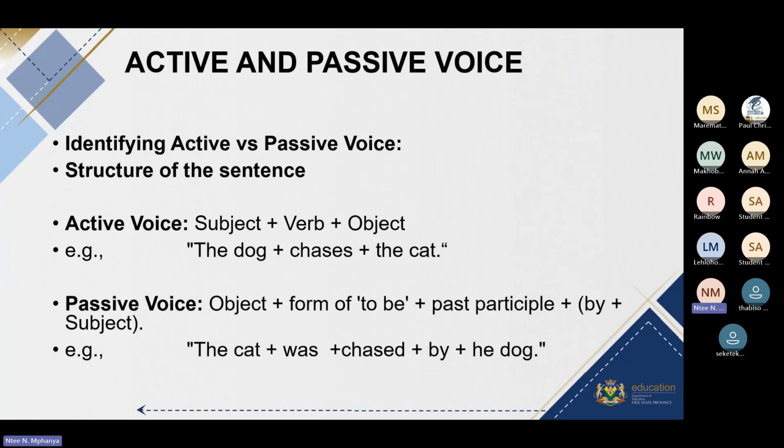Here it is. The cat was chased by the dog. The cat is an object, was is a form of to be, remember from the previous example. Chased is our past participle. We added by, and now we have the what? The subject, which is the dog.